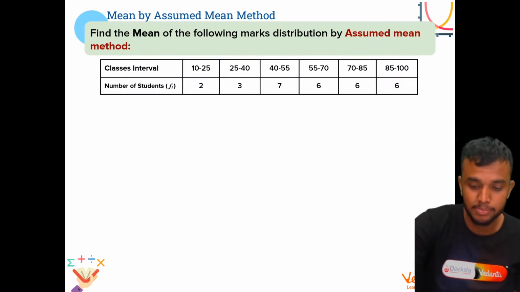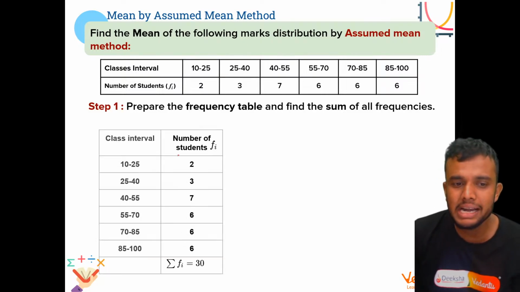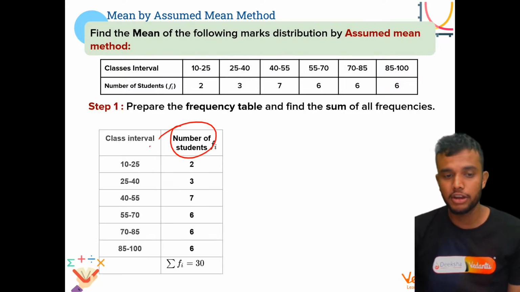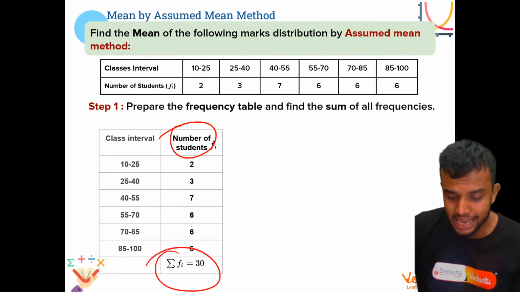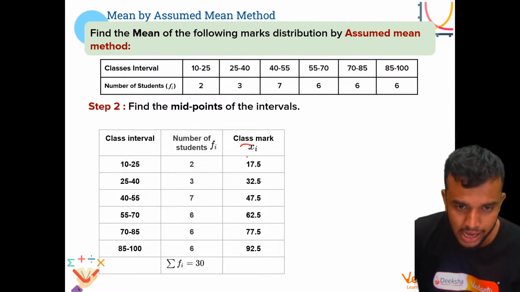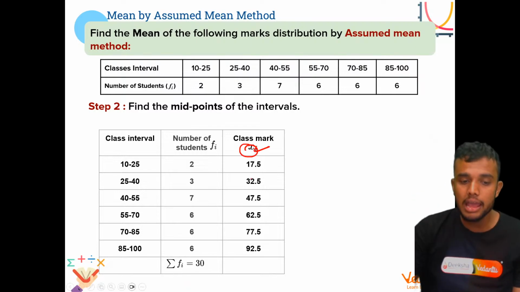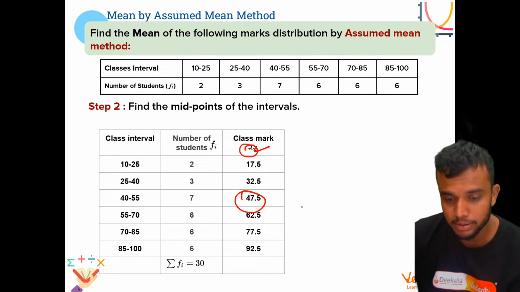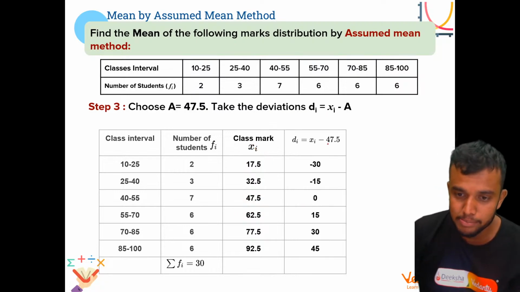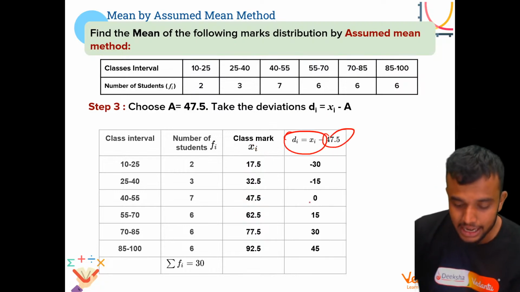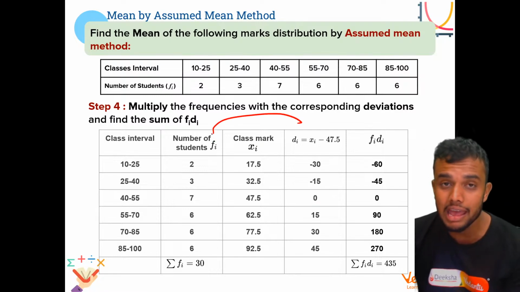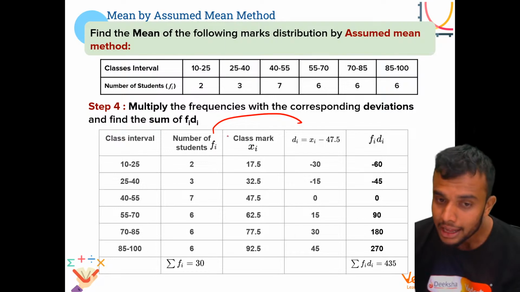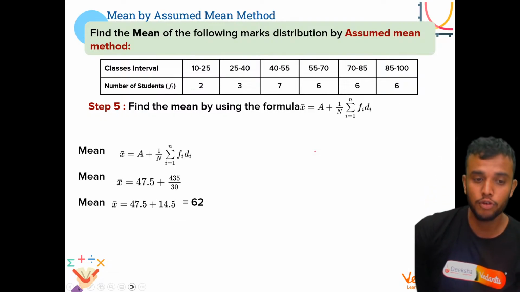For example, this is a problem. Same, build the fi column, the frequency table, then find the summation of fi. This is the summation of fi, right? Then find the xi value. Xi is also done. Here, just imagine the assumed mean is 47.5. Then find the di value. Okay, the di value is done. Then multiply fi into di. Before, we multiplied fi xi. Similarly, multiply this. Then substitute into the formula.